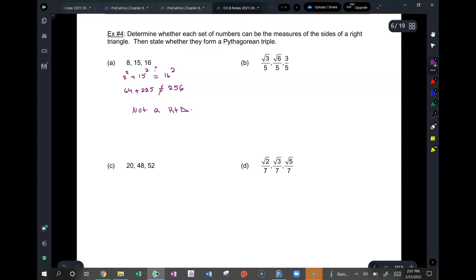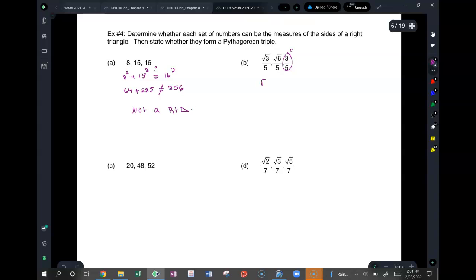What about the next one? Which one would be C here? If you're not sure, go ahead and plug it into the calculator. Like root 3 over 5, root 6 over 5. Let me show you a trick though. All of these have the same denominator, so we can compare the numerators. Look at the root 3 and the 3. Root 3 is smaller, so I know root 3 over 5 is a smaller fraction. So here C is going to be 3 over 5.